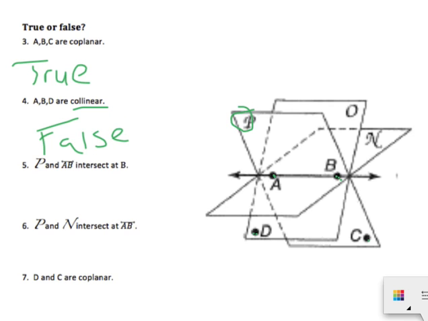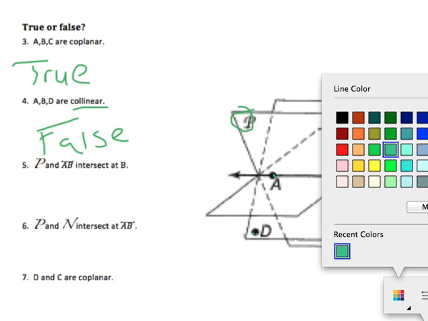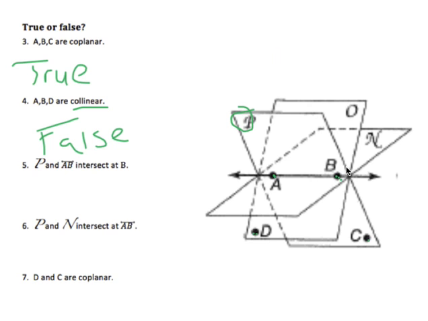Next, plane P and the line AB intersect at B. Well, first of all, here is plane P. Where is plane P? Right here. So here is plane P right there, okay? So plane P and AB, do they intersect at point B? Yes, point B is on the line and it's also on plane P. So this one here is true.